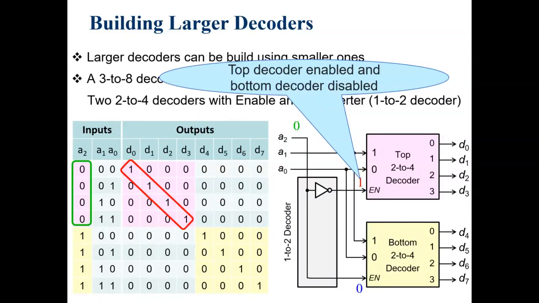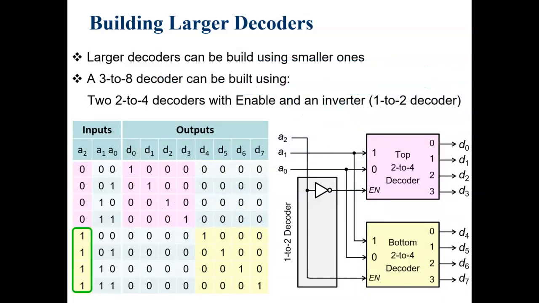So top decoder is enabled and the bottom decoder is disabled. And then here, let's assume the input is 0, 1, 0. So the top decoder is enabled because of an inverter. Okay. And then D2 will be 1. And all D4 to D7 will be 0 because the bottom decoder is disabled. Now assume another scenario.